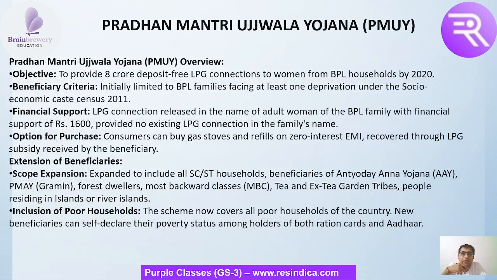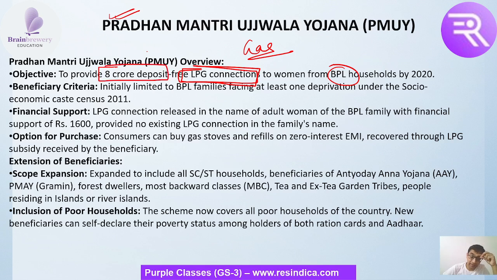Okay, then we have a very important scheme that the government has launched, called Pradhan Mantri Ujjwala Yojana. Here I wanted to tell you about this very important flagship scheme regarding LPG connections. This is a gas connection that the government is providing to below poverty line family households by 2020. We set a target of 8 crore people, and later this target was increased by 1 crore people. The beneficiaries are being selected based on the 2011 socio-economic caste census, and the LPG connection will be provided in the name of an adult woman of a BPL family. Financial support of rupees 1600 will be provided where they don't have any LPG connection.